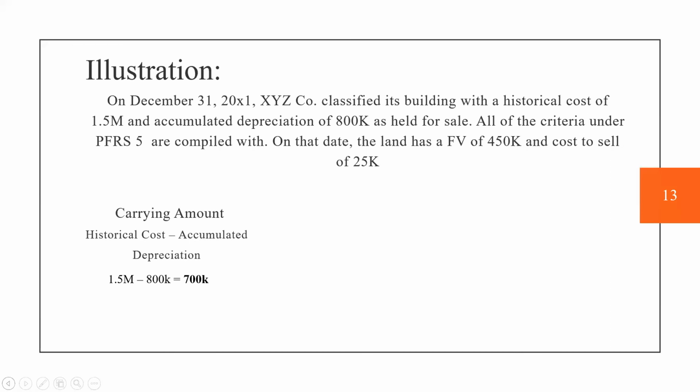Next is the fair value less cost to sell. Kailangan lang nating i-less yung fair value sa cost to sell, which is 450,000 less 25,000. We get 425,000 as fair value less cost to sell. Since mas mababa yung fair value less cost to sell sa carrying amount, yun yung gagamitin nating value ng building.